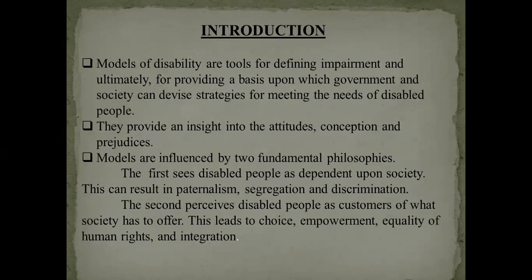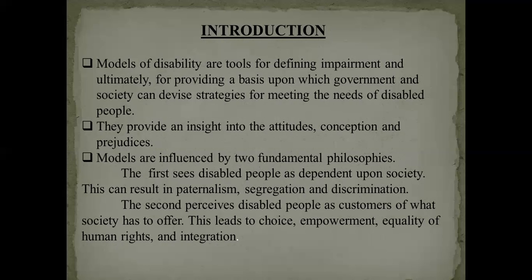Before doing something, we always go for a model. Like we check for a model on how that is done or how that can be implemented. So in that way, for helping people with disability, they make a model. That is the tool for defining their impairment and how the society or the government can devise strategies for meeting their needs. And these models provide an insight into the attitudes, assumptions, and the prejudice.